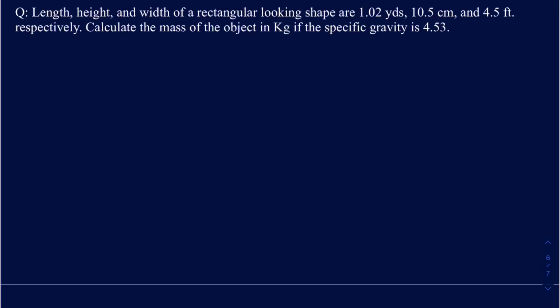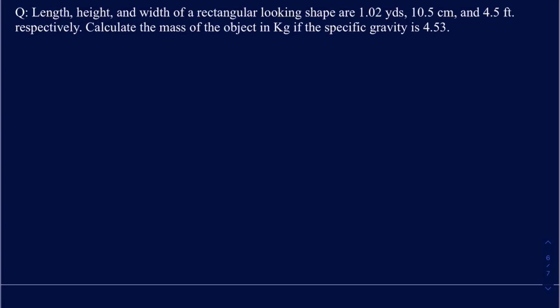Alright, in this tutorial, we're going to be solving a problem that's actually related to the density and the specific gravity. So this problem reads: the length, height, and the width of a rectangular cube looking shape are 1.02 yards, 10.5 centimeters, and 4.5 feet, respectively. Calculate the mass of the object in kilograms if the specific gravity is 4.53.